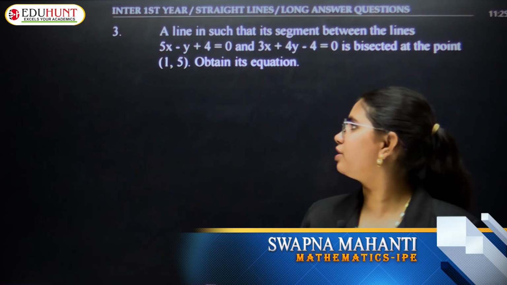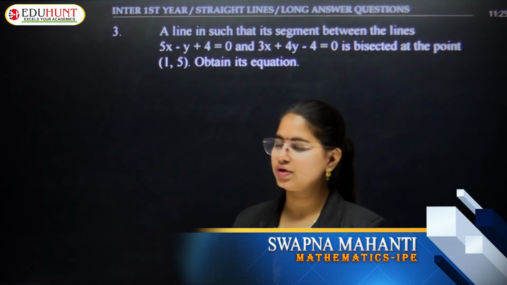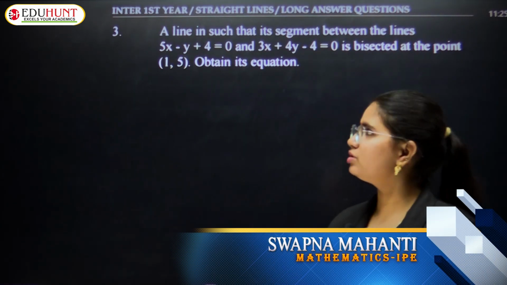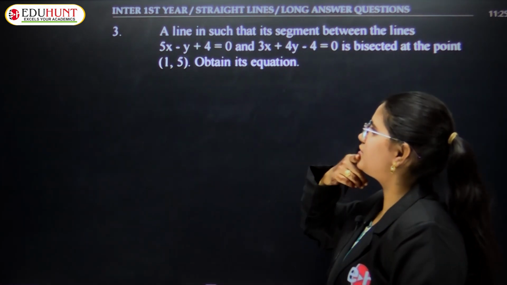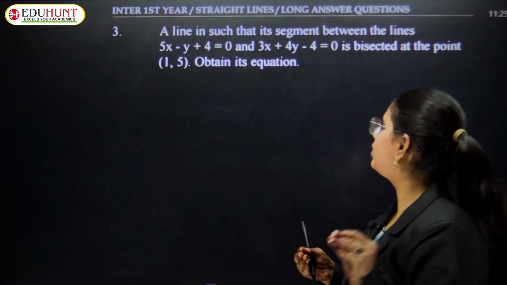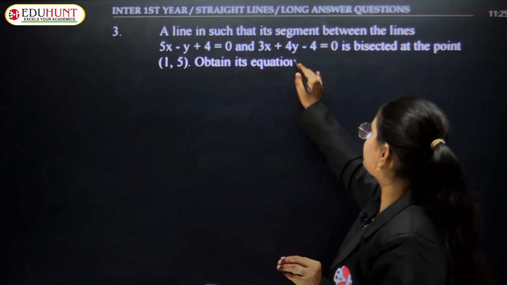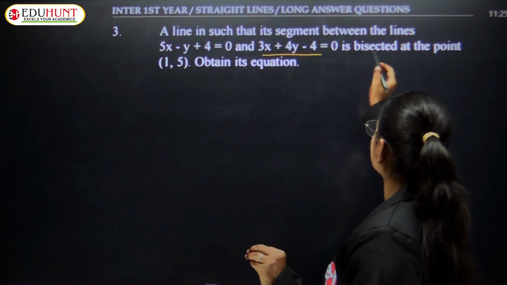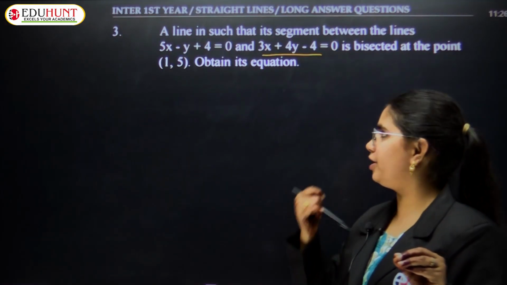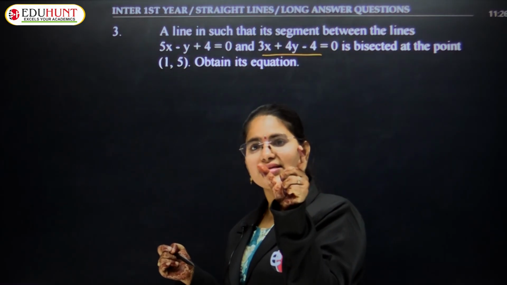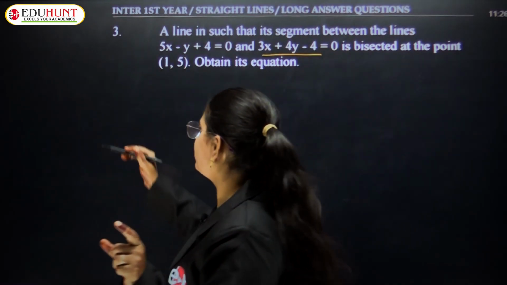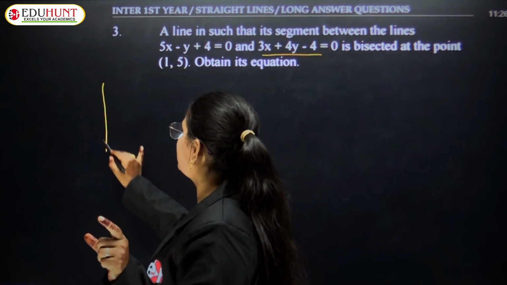The next question is from straight lines, question number 3. So let us get back to the question. A line is such that its segment between the lines 5x minus y plus 4 equal to 0 and 3x plus 4y minus 4 equal to 0 is bisected at the point (1, 5). You need to find such a line segment, that is, you need to find the line equation.